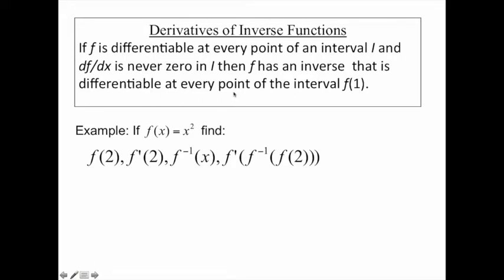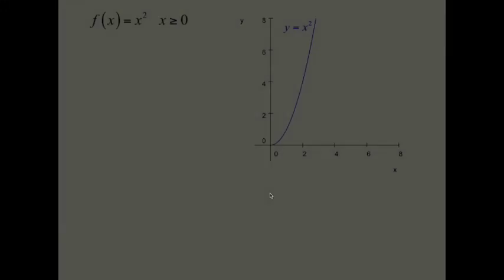And so we're going to take a look at that inverse and the derivative of that inverse and compare it to the derivative of the original function. So we're going to find a couple of things here. f of 2 is just the value of the function at 2. f prime of 2 is the value of the derivative at 2. So this would be like the slope. And then we're going to find the inverse of the function. And then we're going to find the derivative of the inverse of the function. So that would be the slope of the inverse. So let's take a look at those 4 things.